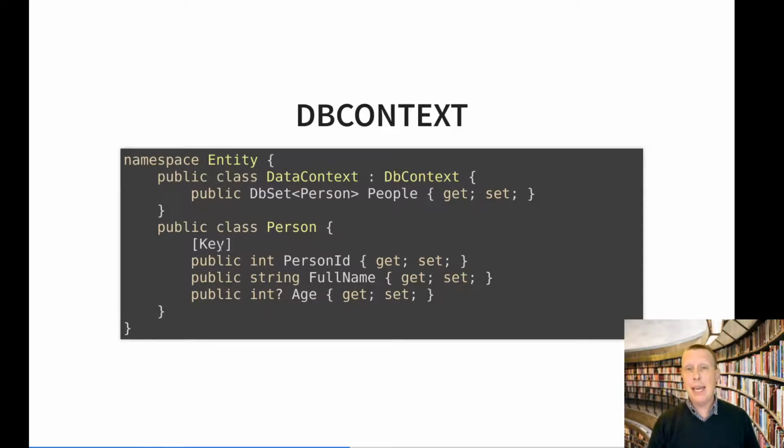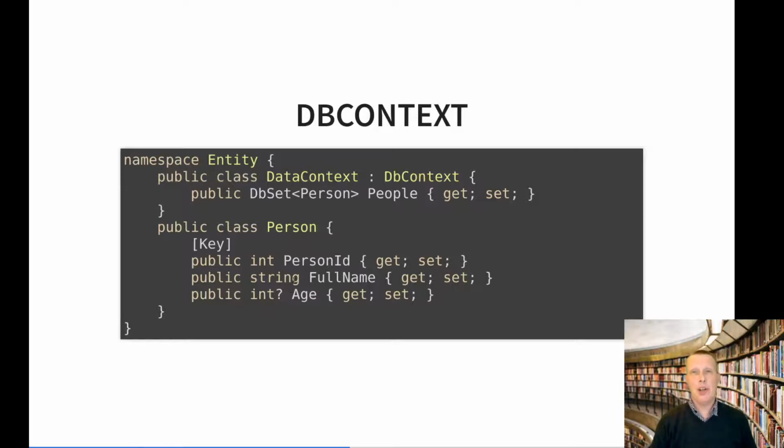Now, in fact, this Key annotation here is not strictly necessary, because when Entity Framework looks at this and sees that it's an int and it ends in ID, it automatically treats it as a key. So you don't really have to put the Key on it. Here's another FullName column, which is a string. And finally, we have an optional int, which is the age, so putting a little question mark behind it.